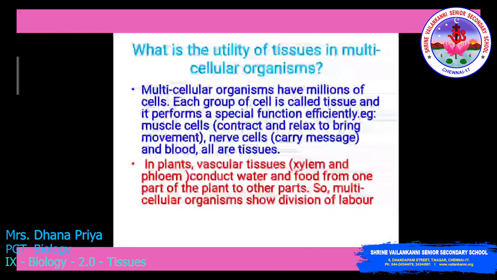What is the utility of tissues in multicellular organisms? Multicellular organisms have millions of cells, as we studied in the previous chapter, fundamental unit of life. Each group of cells is called a tissue and it performs a special function efficiently. For example, muscle cells contract and relax to bring movement. Nerve cells carry messages, and blood cells are tissues. So blood is a fluid connective tissue.